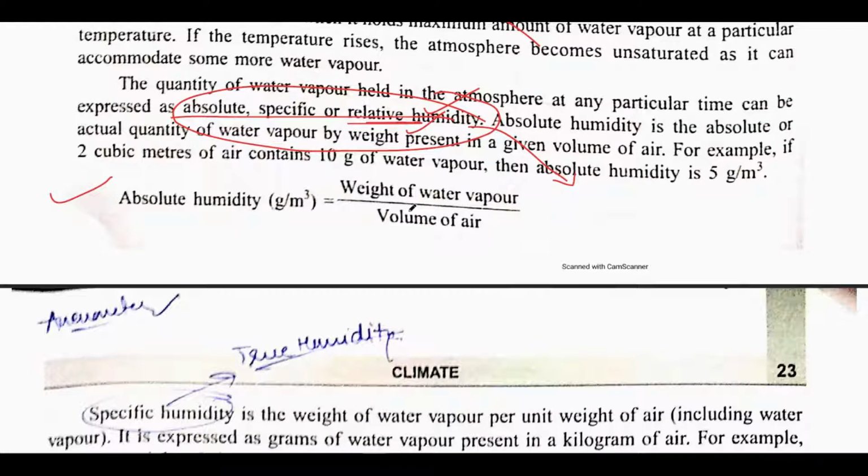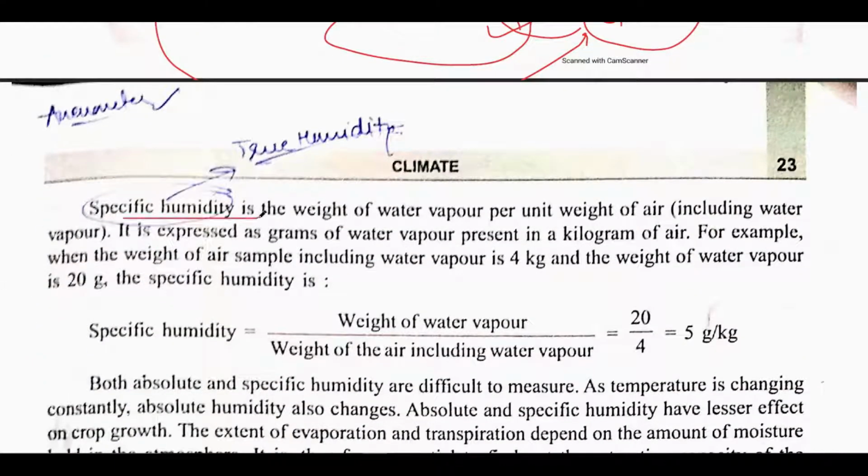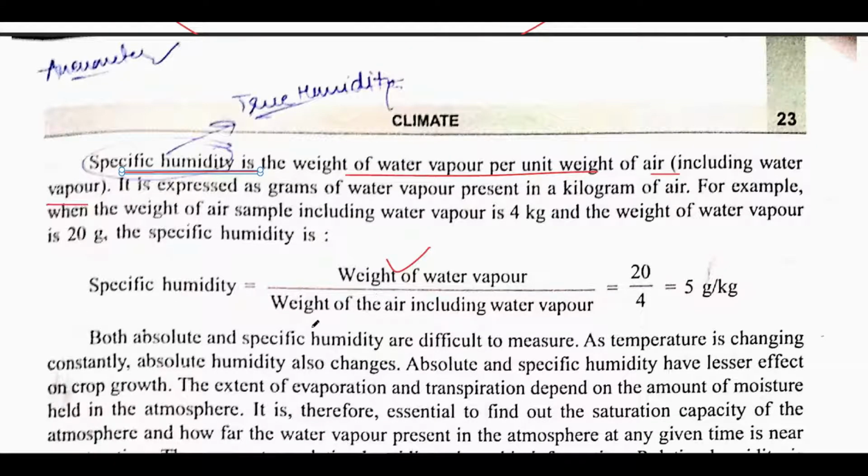Now absolute humidity can be defined as the weight of water vapor to the volume of air present. The weight of water vapor is measured in terms of gram, and volume of air in terms of meter cube. So the unit of absolute humidity is gram per meter cube, while specific humidity is the weight of water vapor per unit weight of air including water vapor. So it is the weight per unit weight, it is gram per kilogram.